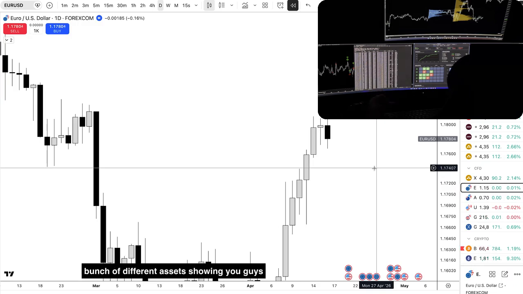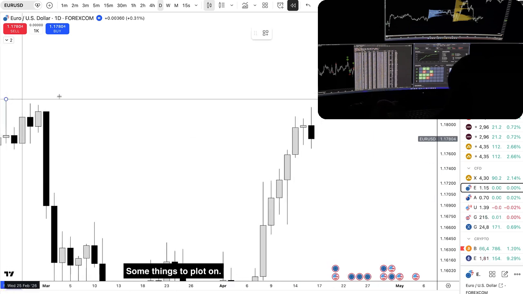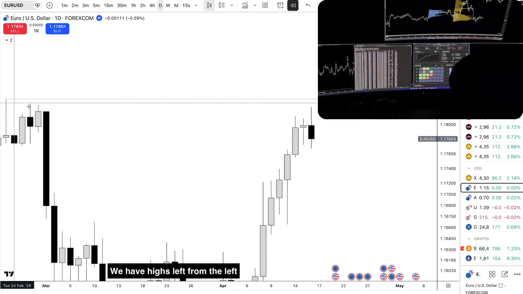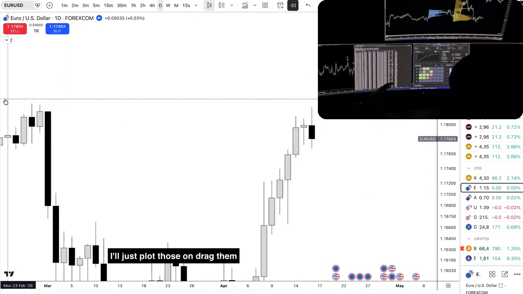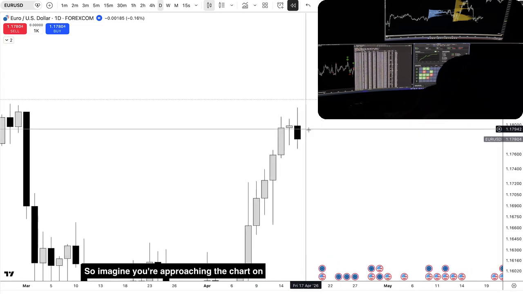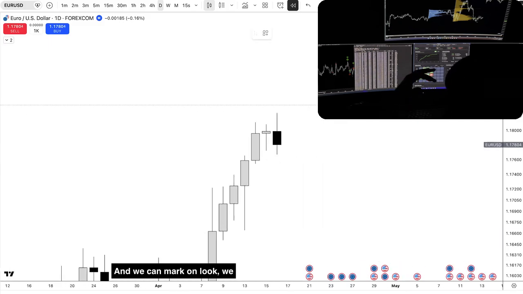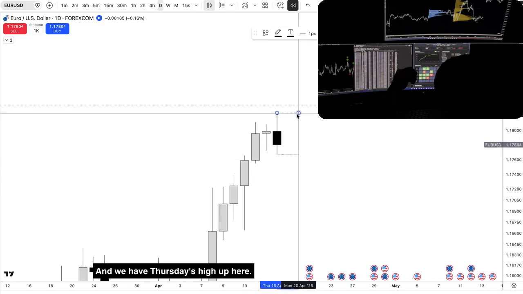So I'm going through a bunch of different assets, showing you guys this happens across the board, everywhere. What do we have in front of us right now? Some things to plot on. We have highs left from the left-hand side. I'll just plot those on, drag them over to the future. This is Thursday's candle. So imagine you're approaching the chart on the Friday, and you're looking to trade on the Friday. And we can mark on, look, we have Thursday's low down here and Thursday's high up here.